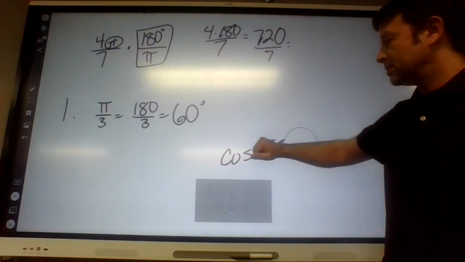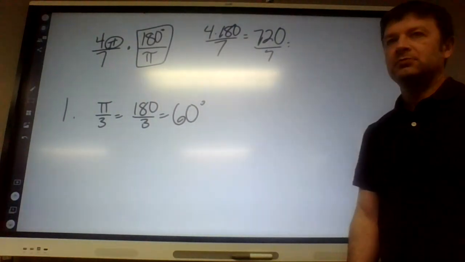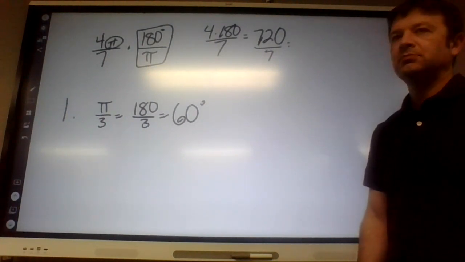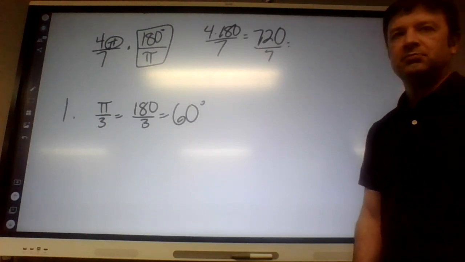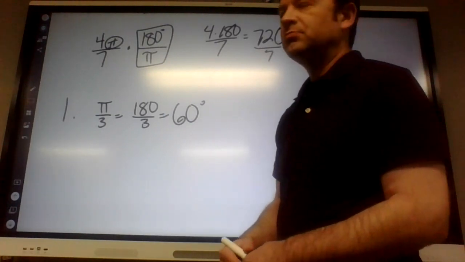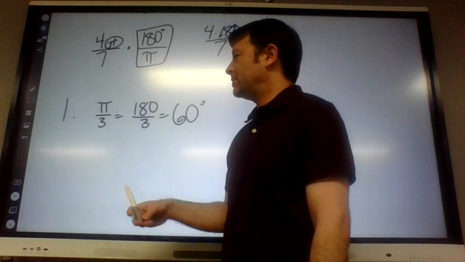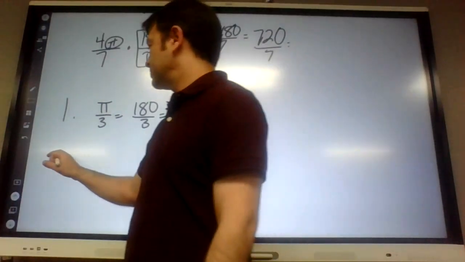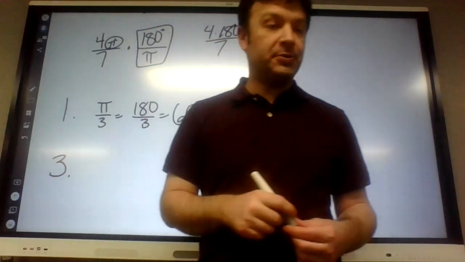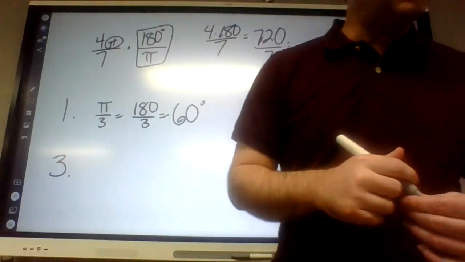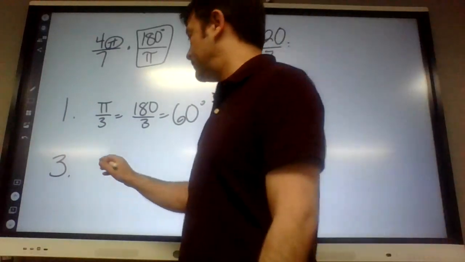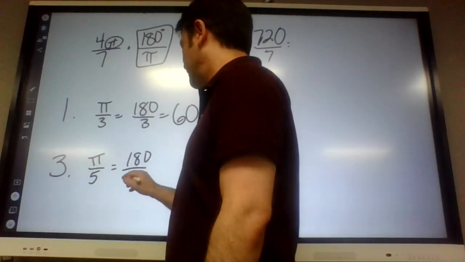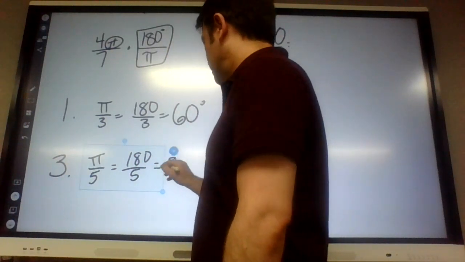So if I plug in that pi over 3 thing, it came out as that on mine. How do I change it to where it comes out as degrees? You can't. You just turn the pi into 180, so it's 180 divided by 3. So pi radians equals 180 degrees. So on number 3, it's pi over 5. That's the same thing as 180 divided by 5. Okay, 36 degrees.